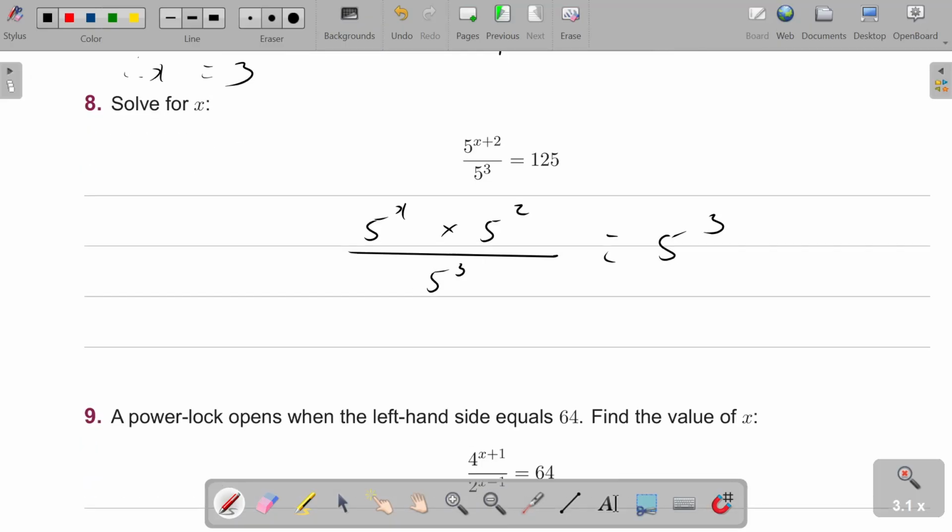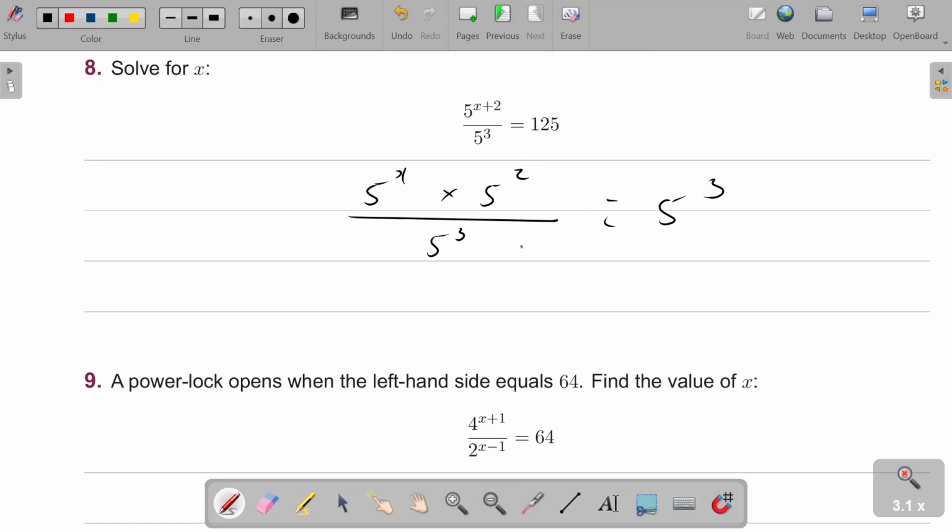Now I want to bring this 5 to the power of 3 to the other side. In other words, multiply both sides by 5 to the power of 3, which means that on the left-hand side I've got 5 to the power of x times 5 squared, equal to 5 to the power of 3 multiplied by 5 to the power of 3, because I multiplied both sides by 5 to the power of 3.